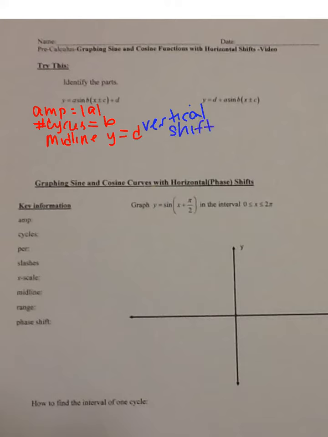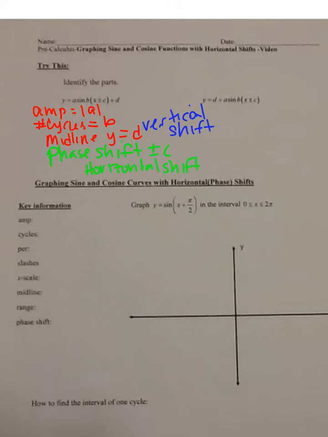Okay, and then we have c. C is what's called your phase shift. And remember, since we're adding or subtracting from x, it goes opposite the way you think it goes. So this is called your horizontal shift. That's your left and right. We're adding to x, it goes left and right.